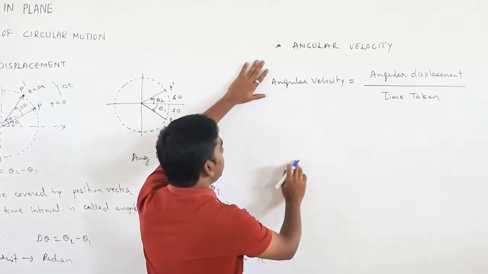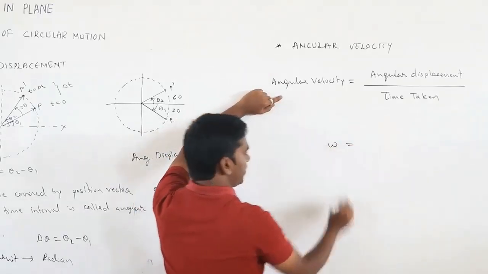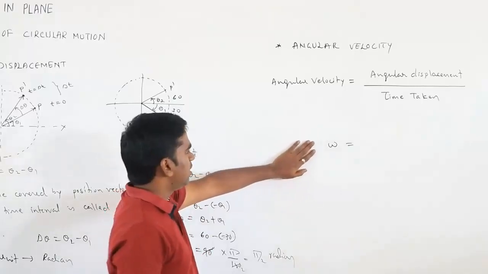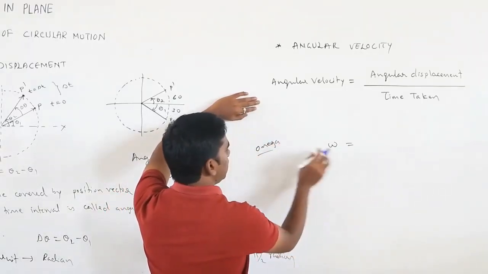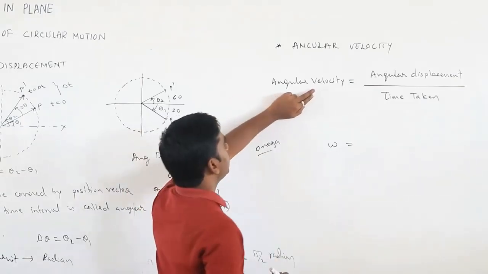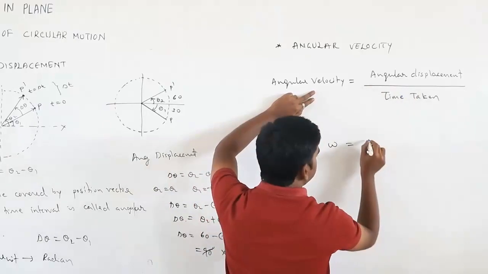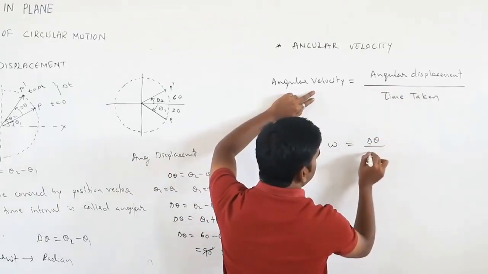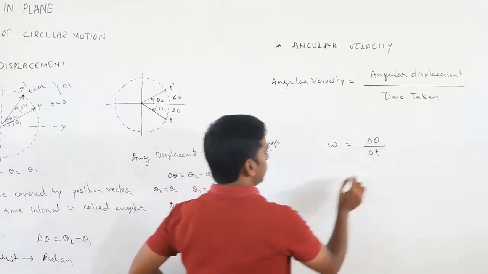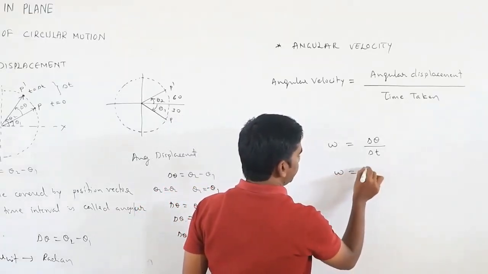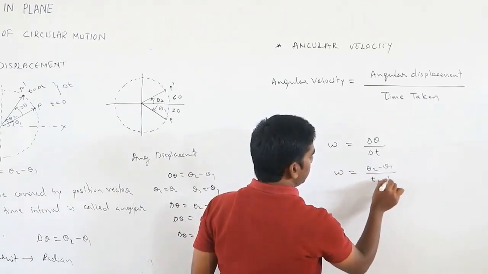The symbol for this one, very important, is omega. Omega symbol is going to be used for your angular velocity. Angular displacement is nothing but delta theta, divided by delta t, the time taken. So omega equals theta 2 minus theta 1 divided by t2 minus t1.